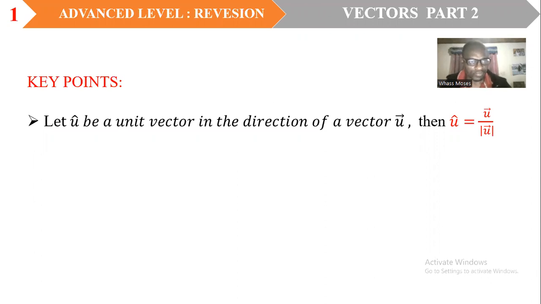We'll be looking at advanced level GCE on a topic, vectors. We'll begin by looking at some few key points. First, let U cap be a unit vector in the direction of a vector U. Then U cap will be equal to the vector U over the magnitude of the vector U.